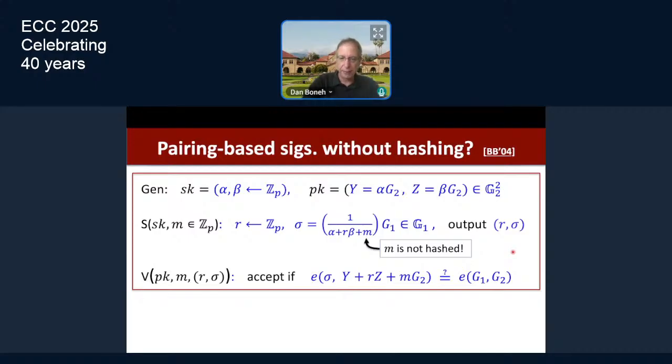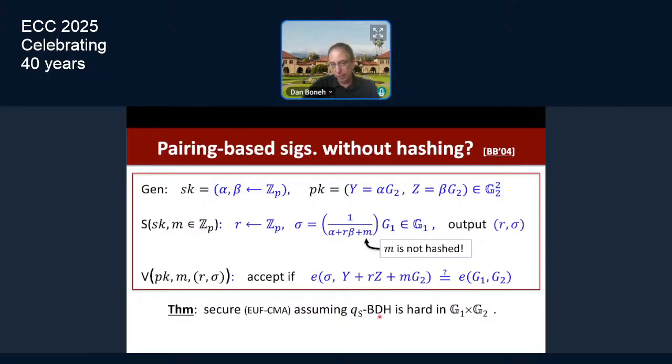In fact, we have other examples like this, but there's a particular reason why I wanted to show you this scheme. The reason is, what does it take to prove that a signature scheme like this is secure? It turns out we can actually prove security, but we have to make a much stronger assumption than computational Diffie-Hellman. In particular, we have to make what's called a Q-type assumption. So we make this Q sub S BDH assumption. Q sub S here is the number of signature queries that the adversary makes to the challenger. So Q sub S, in some sense, is the number of messages that are being signed using the secret key.